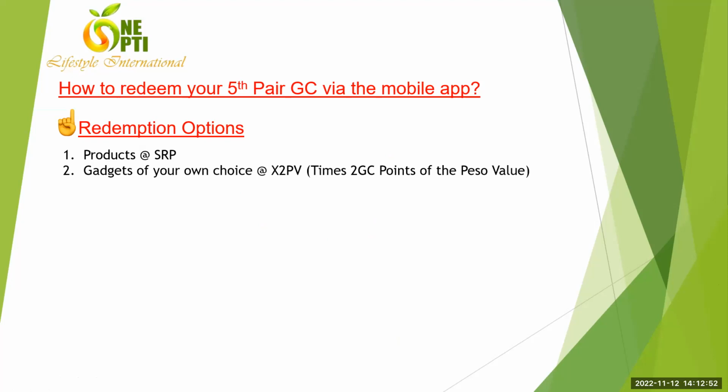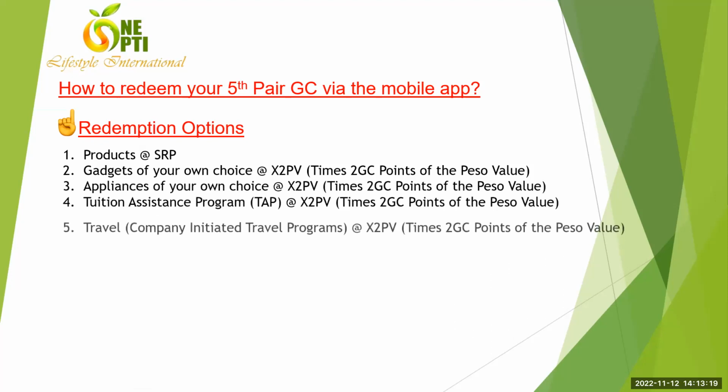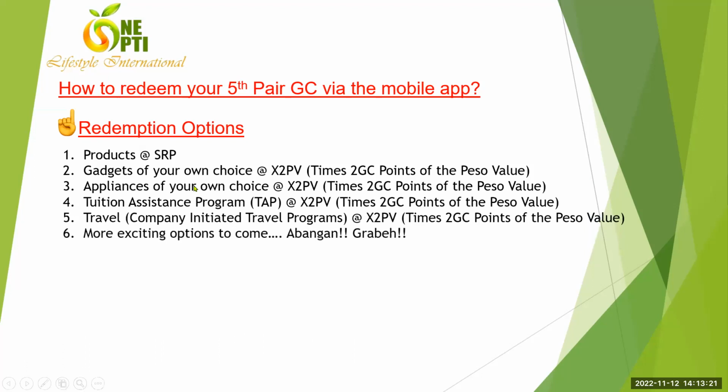Let's say, for example, I wish to purchase a 20,000 pesos mobile phone or cell phone. When I do the redemption, I have to redeem double points. So if it's 20,000 pesos, then I will have to redeem 40,000 GC points in order to utilize that redemption for a gadget. And that also applies to appliances, tuition assistance, travel, and more exciting options to come.